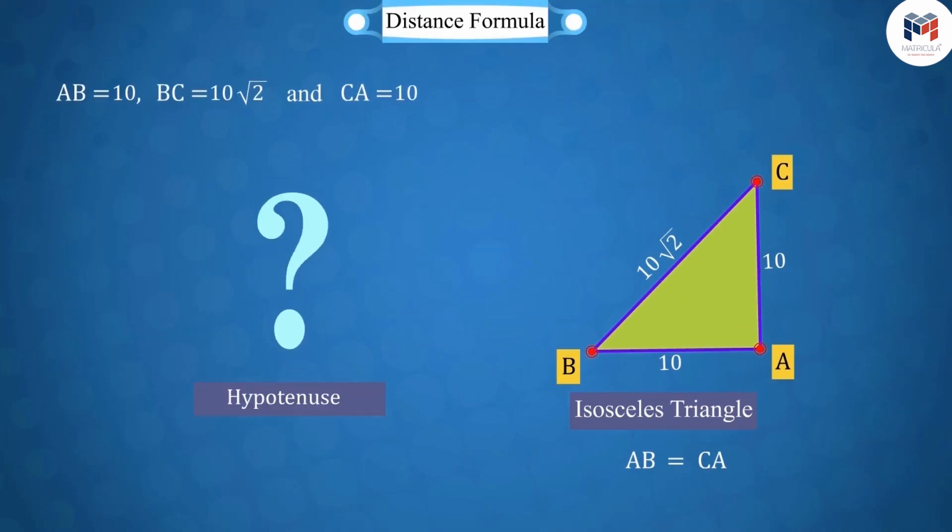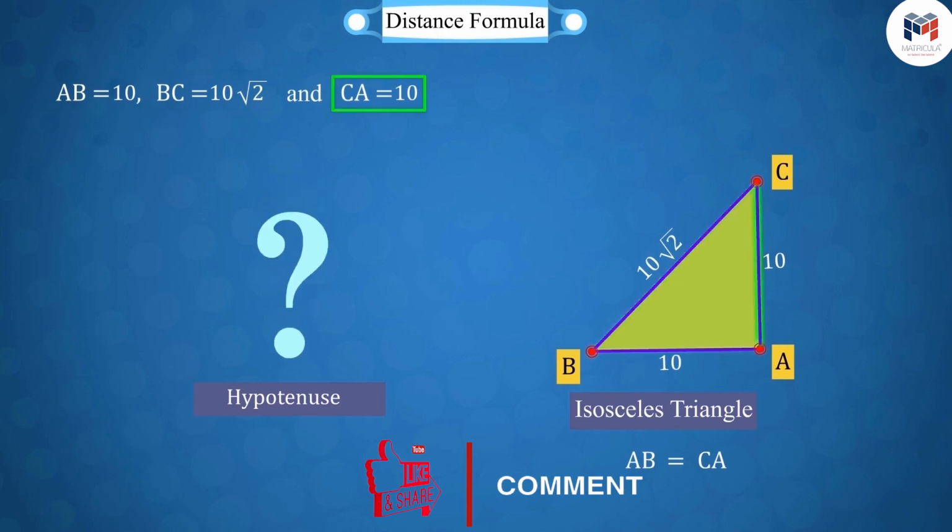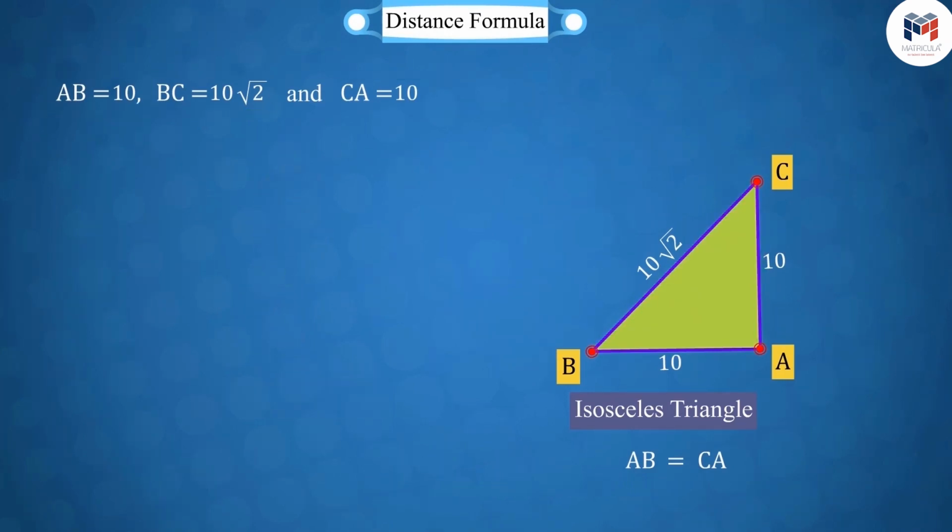First of all, can you tell from which of these three sides AB, BC, CA will be the hypotenuse? From the measure of these three sides, we observe that the hypotenuse of this triangle will be BC because the length of BC is the largest.